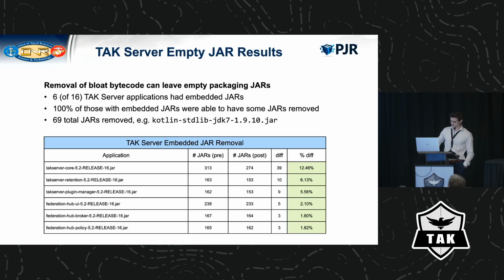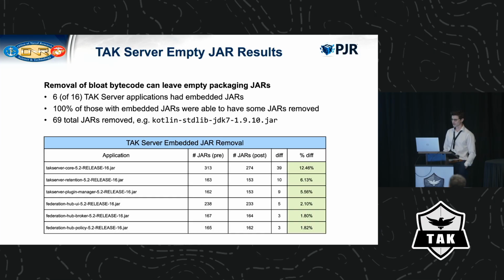And so here is the main punchline within the TAKServer: after removal of the bloat bytecode from the TAKServer jars and applications, 6 of the 16 TAKServer applications had embedded jars. Think of it in terms of having boxes and boxes. In these cases, you have one entire box, which is the application, and then you have many hundreds of jar files, boxes that are just stuffed inside that main jar file. And 100% of those embedded jar files were able to have some jar files removed.